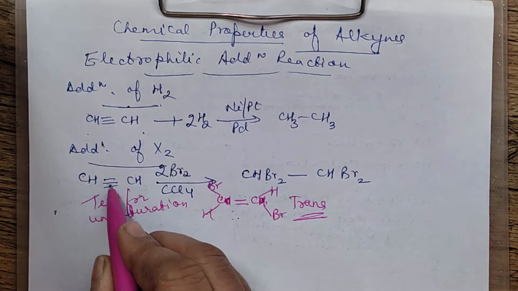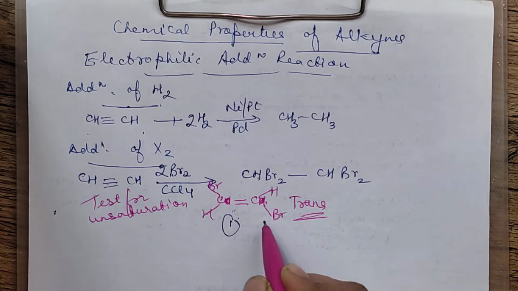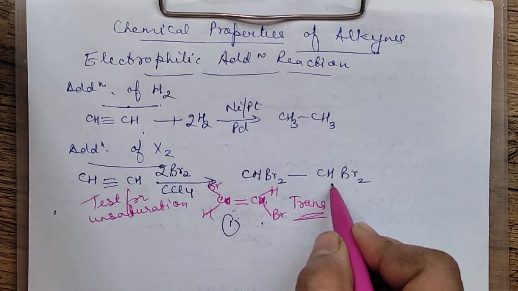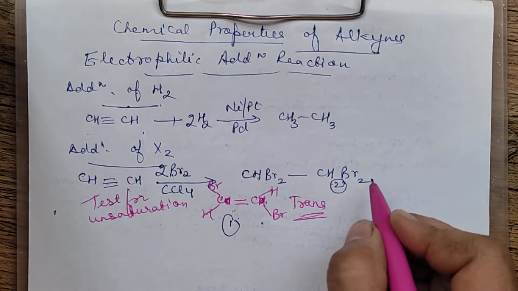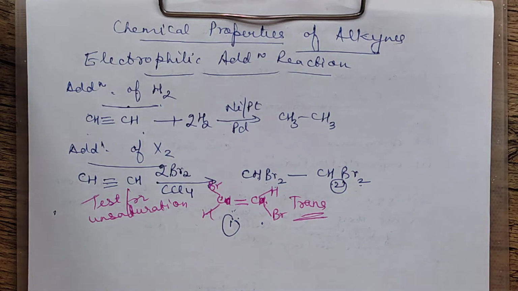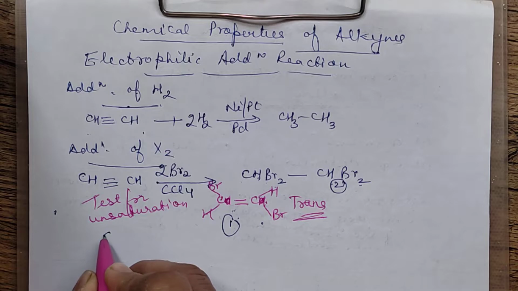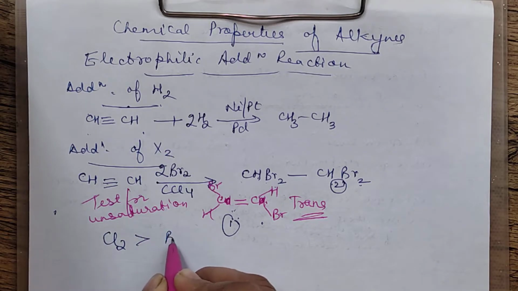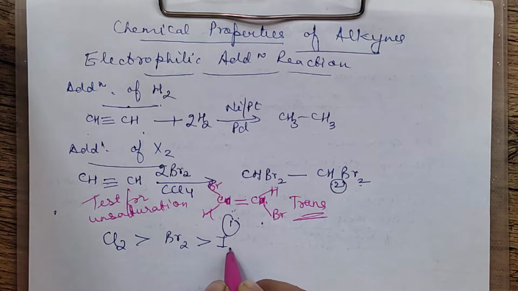This is the intermediate actually. When one bromine is added, this is the first product. One more bromine will be added on this one, and you will get the last product. What will be the name in this case? 1,1,2,2-tetrabromoethane. If you are using bromine, this will be the product. If you are using chlorine or iodine, the products will change accordingly. But remember the order of reactivity of the halogens: chlorine is most reactive, then bromine, and the least is iodine. This is the order of reactivity of the halogens.